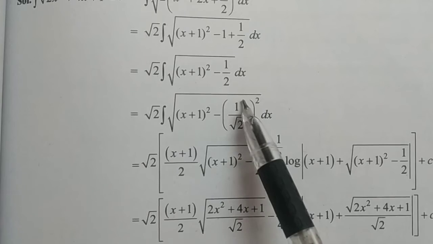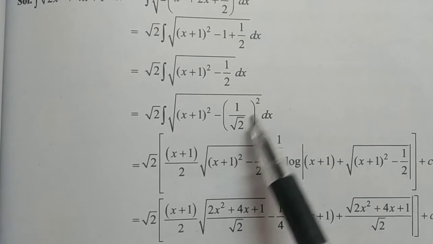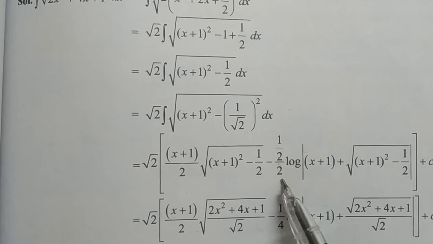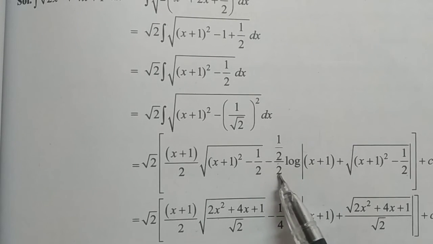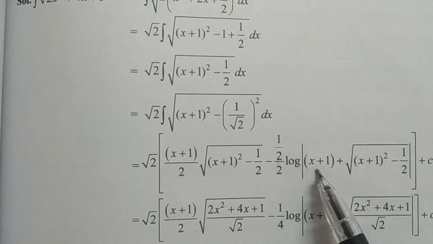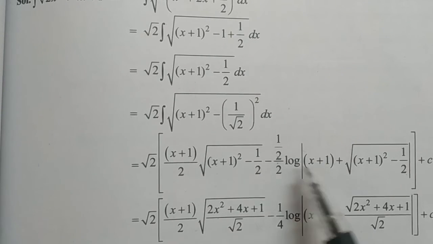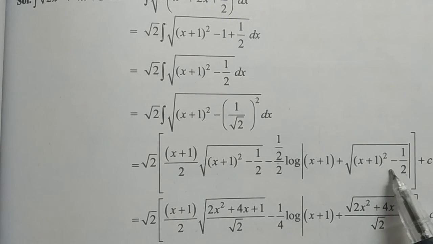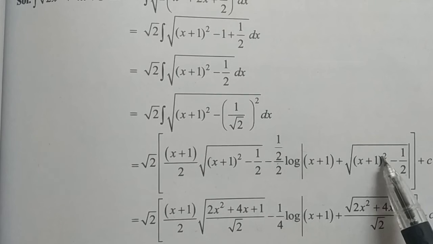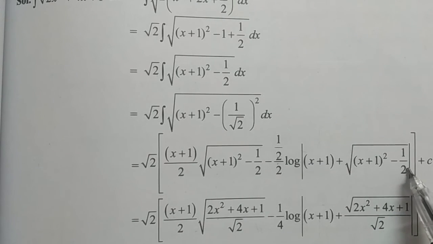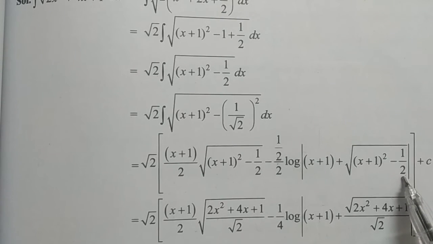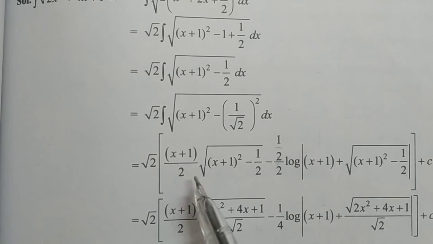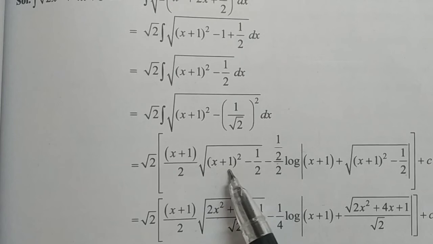Minus a square. A square value is what? 1 by root 2 the whole square. So square this term, we get 1 by 2 divided by 2. Minus a square by 2 log modulus of x. X value is x plus 1 plus square root of x square, x square value is x plus 1 the whole square minus 1 by 2, plus integral constant. So square root of x plus 1 by 2, x plus 1 the whole square minus 1 by 2.